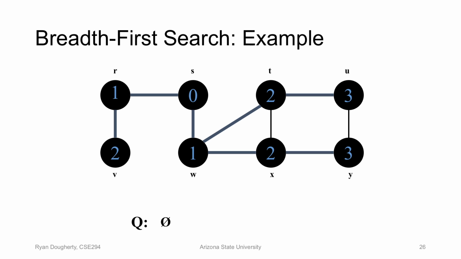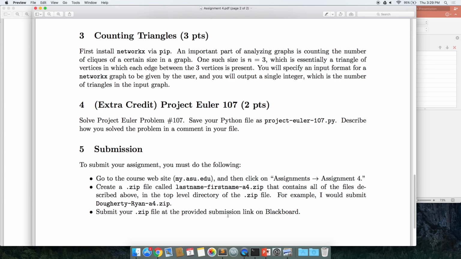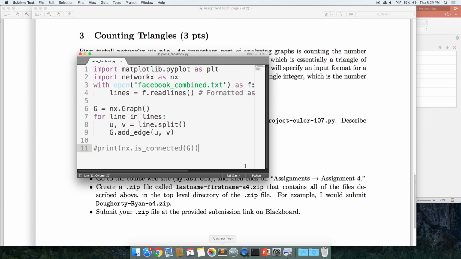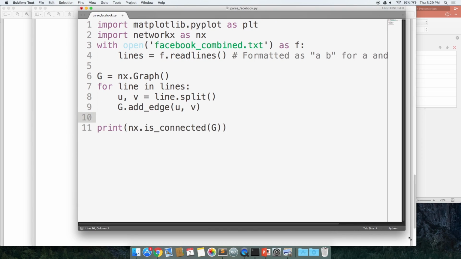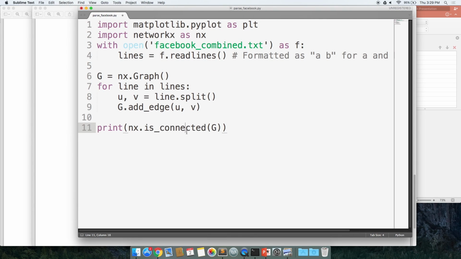All right. So, because I've been talking about NetworkX a lot, I want to do an example with NetworkX. So, instead of implementing this whole algorithm, which I really don't want to do, there are some awesome functions in NetworkX that we can use. So there's a function called is_connected, which will return true if the graph is connected. It'll return false if it's not connected.